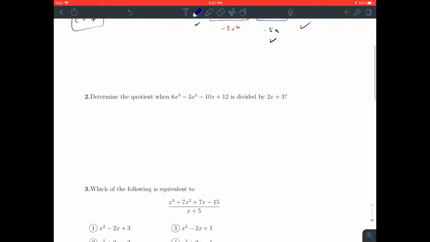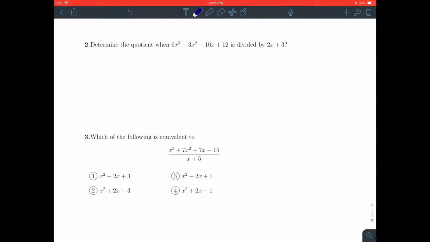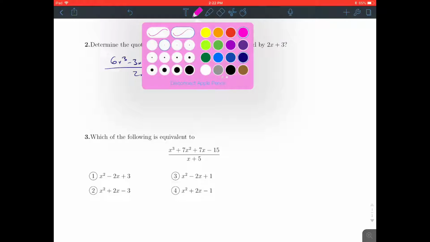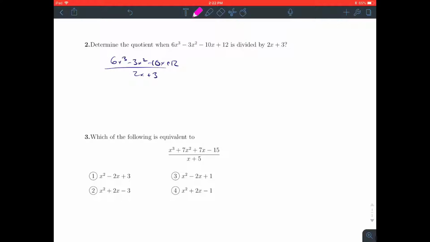For the next problem, it looks completely different. It says determine the quotient when this is divided by this. Now, the trick with these problems to me is we want to turn our division problem into a multiplication problem, because multiplication is an easier operation to work with. So this divided by this will give us a quotient. Quotient is a general term for the answer to a division problem.